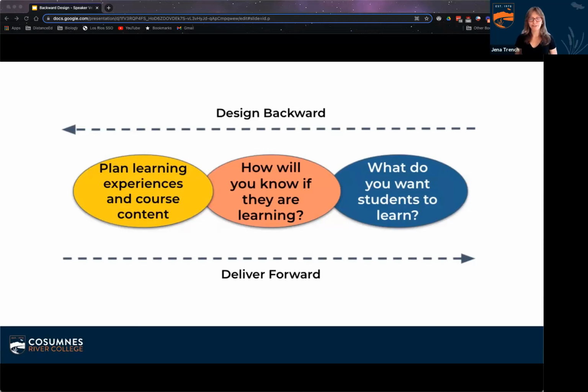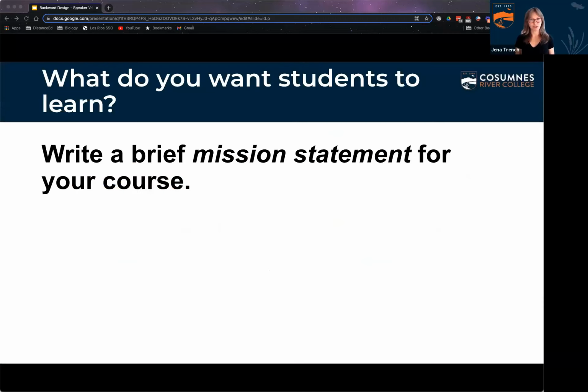So I want to start off our exploration of backward design with a question. What do you want your students to learn? Take 15 to 30 seconds, however long you need, to write a brief mission statement for your course.